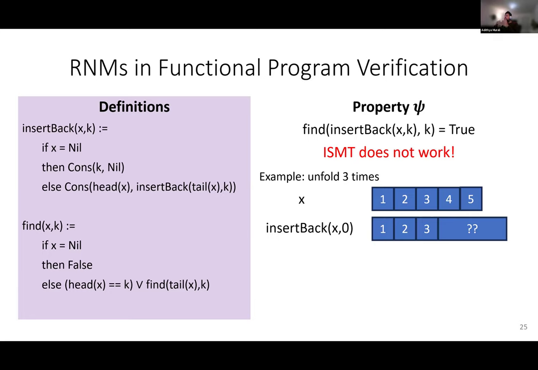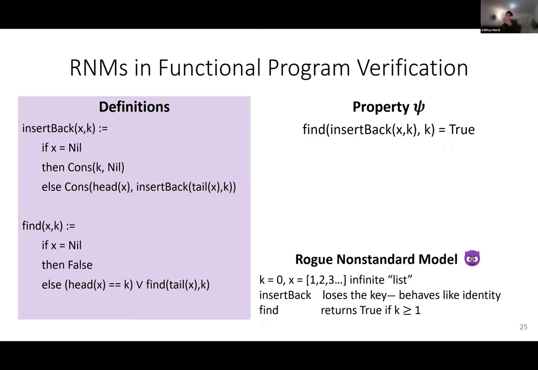And so because you don't know, when you call find it will check, saying okay, I've checked the 1, 1 is not equal to 0, 2 is not equal to 0, 3 is not equal to 0, and then it no longer has any information about the rest of the list. So it can, in fact, fake the value and say, you know what, it's not there, right? So your property can be falsified. And if you try more instantiations, I can give you an even longer list where this is true. And again, you will get a rogue non-standard model, just like we saw in the previous case, where you have an infinite list, which is not really a list, but it just happens to satisfy the axioms of an algebraic data type of list, right? And insert back just keeps shifting the 0 to the back one element after the next until it essentially loses the inserted key. So on any infinite list, it behaves like the identity. And then find goes through all the elements and then just says, I couldn't find the key, right?